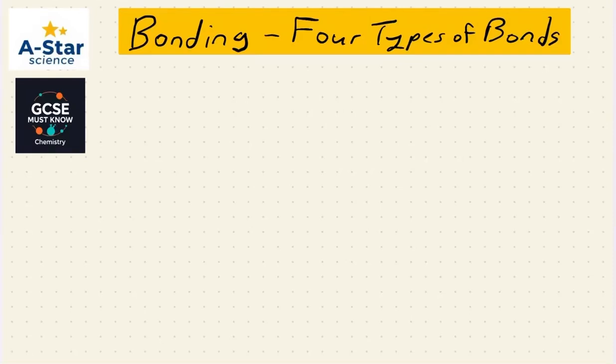Welcome to A-Star Science, part of our GCSE Must Know Chemistry series. Today we're going to be talking about bonding for GCSE, the four main types of bonds that you need to know about.